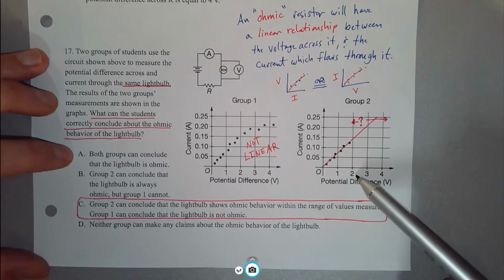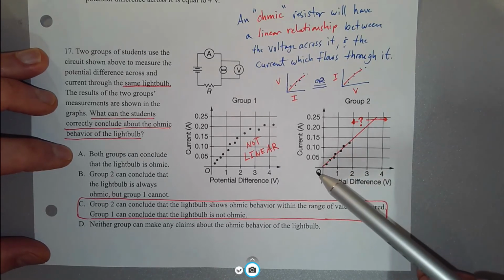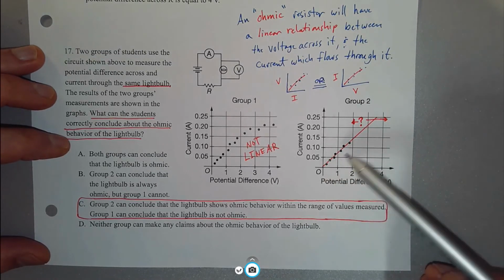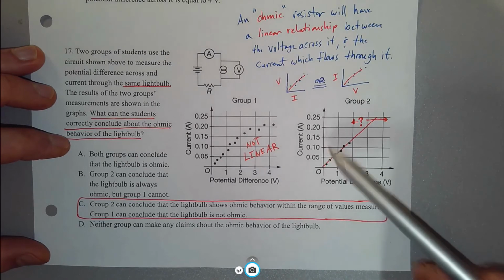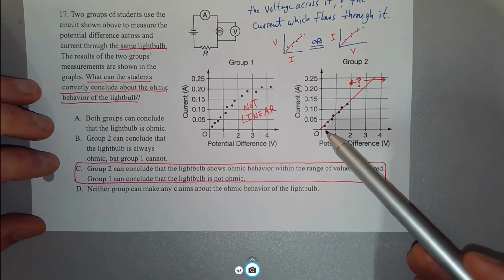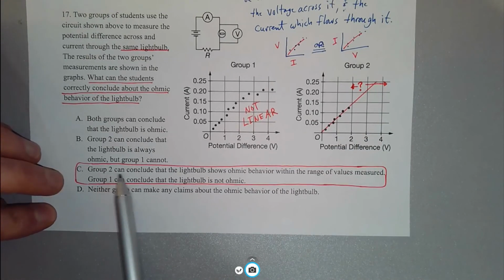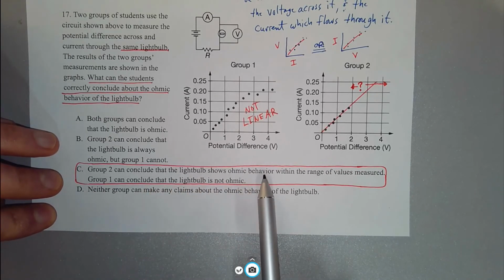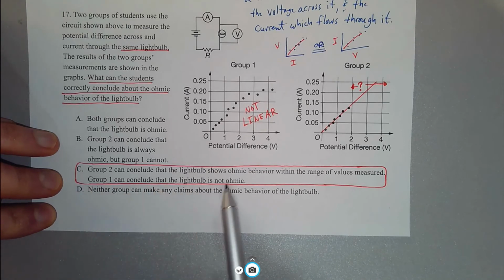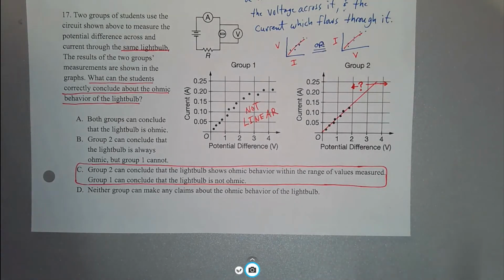What about group 2? Well, the data they have shows that it's linear. So within the range they tested, they could say, hey, from 0 to 2 volts and 0 to, let's say, 0.12 amps, it behaves like an ohmic resistor. So, only making conclusions based on the data, Group 2 can conclude that the light bulb shows ohmic behavior within the range of values measured, and Group 1 can conclude that the light bulb is non-ohmic, or it's not ohmic, just based on the data that's collected.